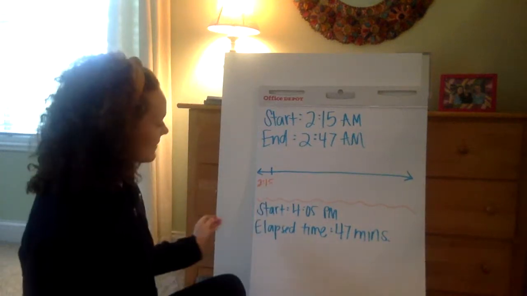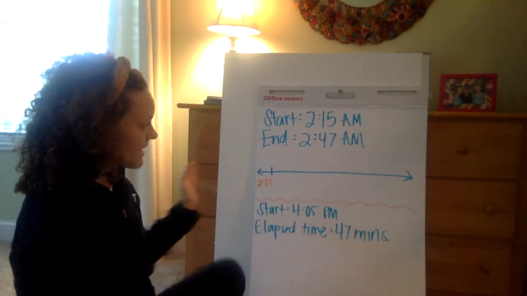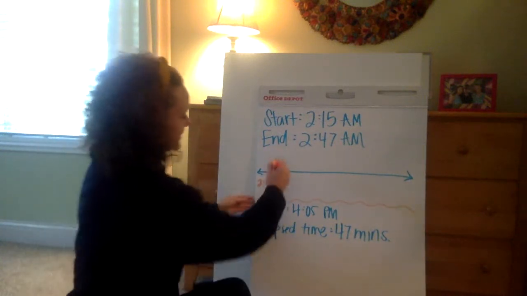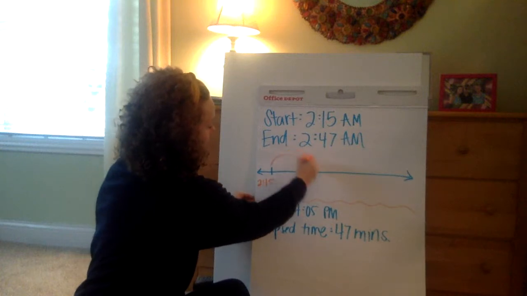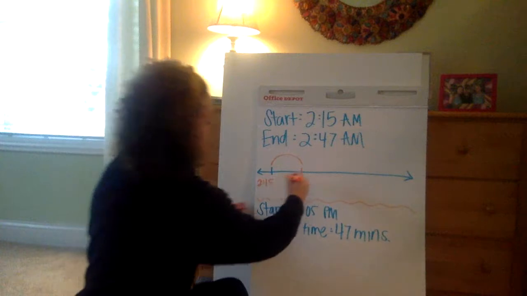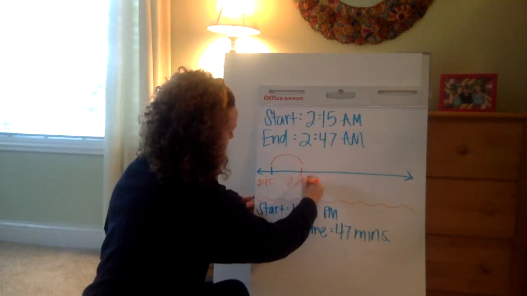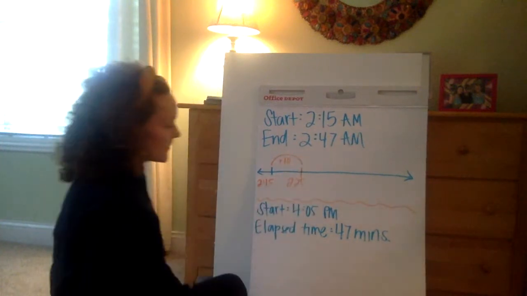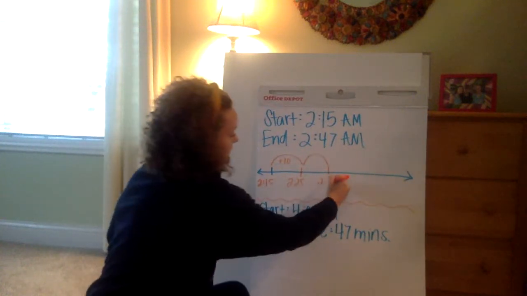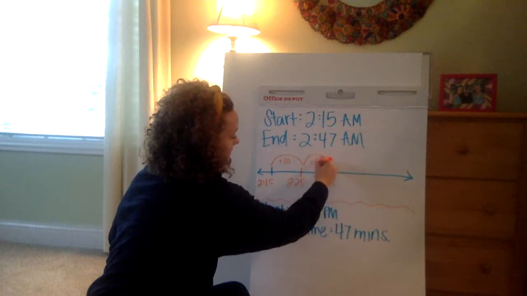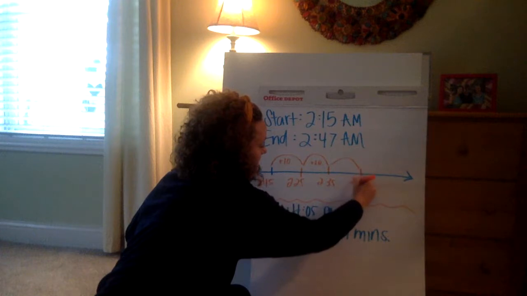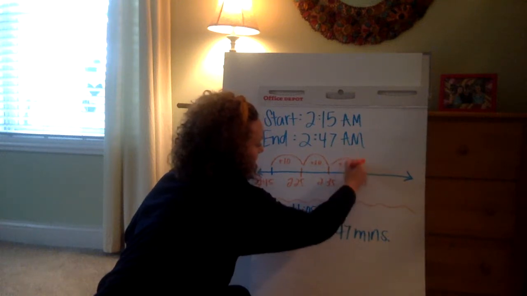Okay. I'm going to make sure I'm counting by a number that would get me as close as I possibly can to 2:47. So I'm going to, like I said, I like to count by tens. I'm going to count by 10. So my first jump, 2:15 plus 10 gives me 2:25. Now, plus 10. Okay, I'm going to do another 10. 2:25 plus 10 gives me 2:35. 2:35 plus 10 gives me 2:45.